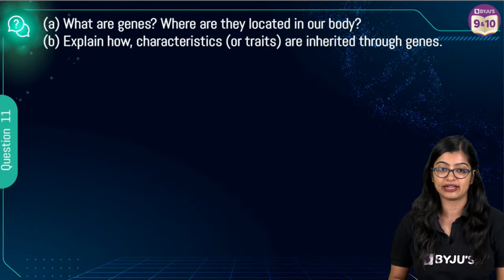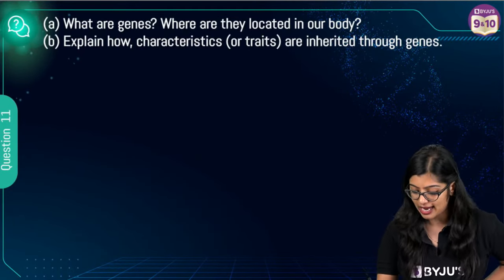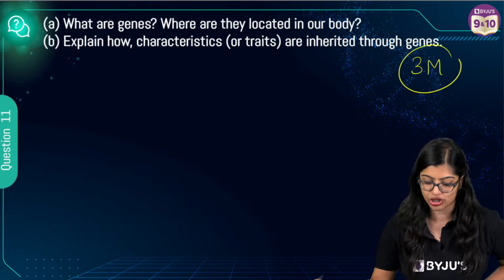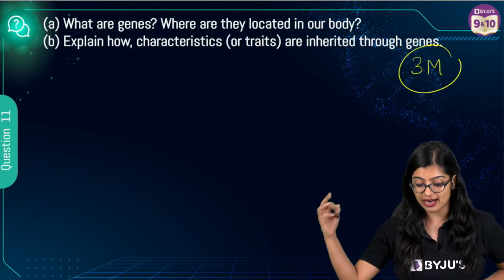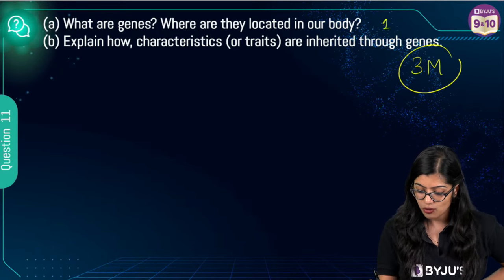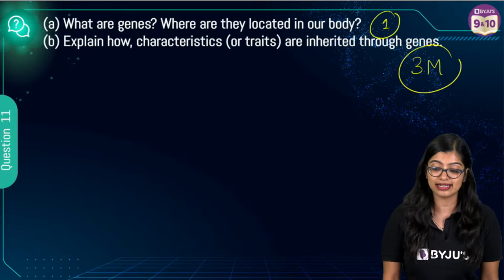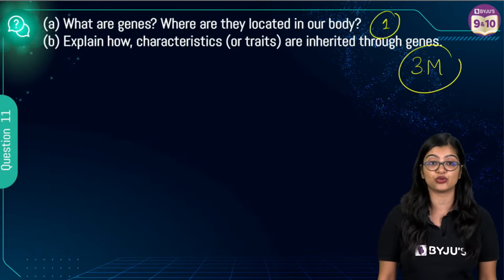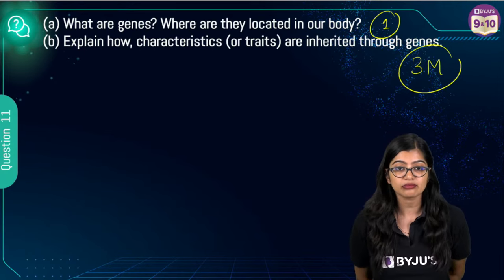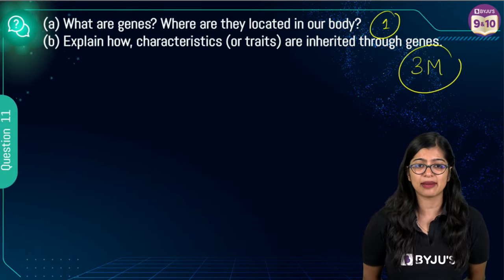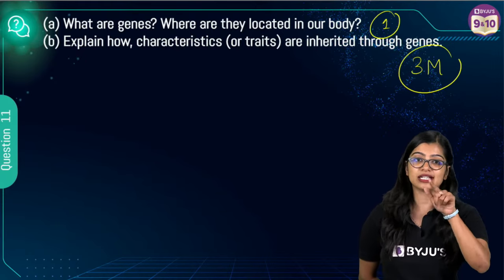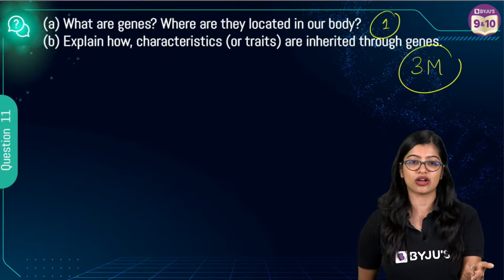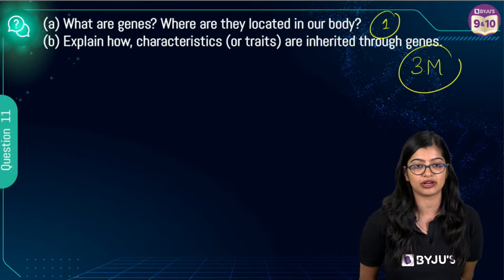Question number 11, which is again a 3-mark question. What are genes? Where are they located in our body? 1 mark. How are characteristics or traits inherited through genes? Ma'am, can we use a monohybrid cross? See, if you are mentioning independent assortment, it's easier to talk in terms of dihybrid than monohybrid.